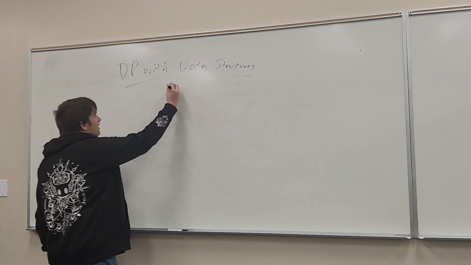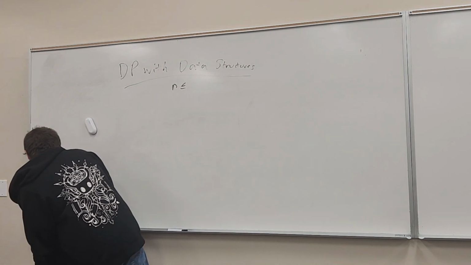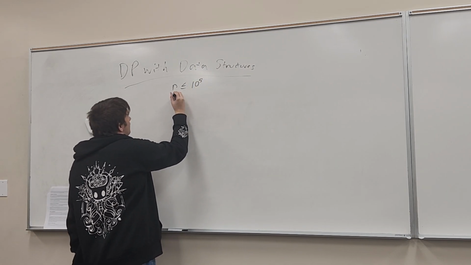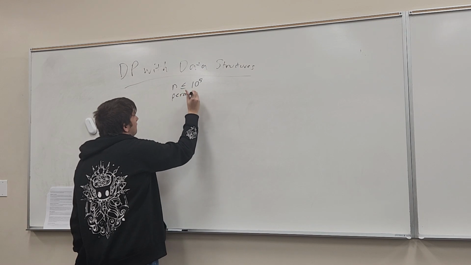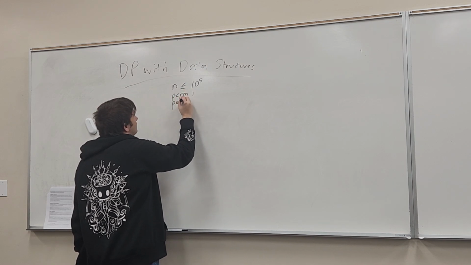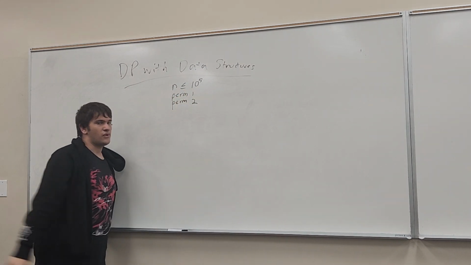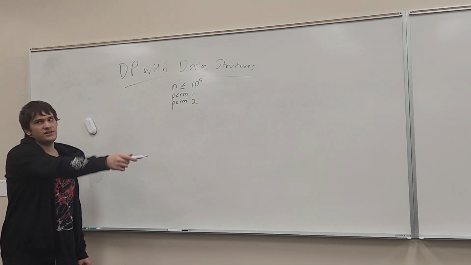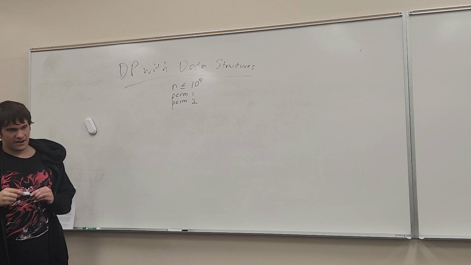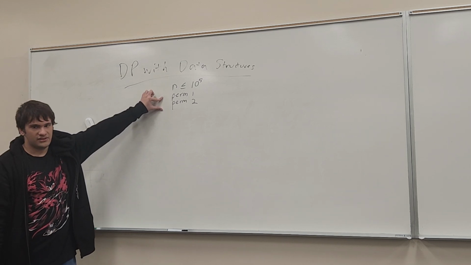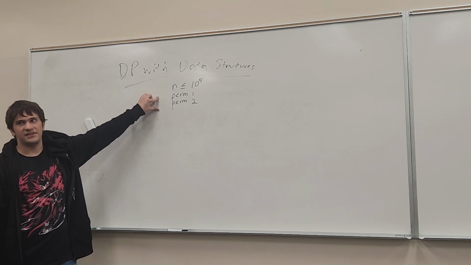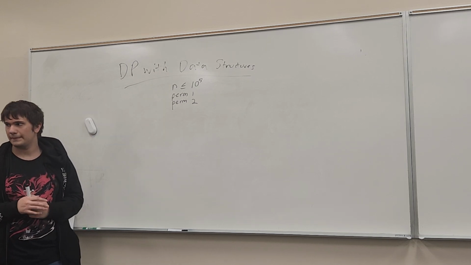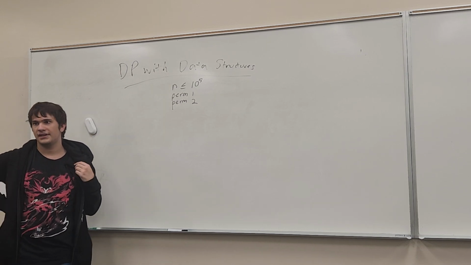So you're given a number n. It's bounded by 10 to the 5th, and then you're given 2 permutations of n numbers. Every number from 1 to n occurs once in each permutation, right? So you want to find between these 2 permutations, what is the longest common subsequence? Any ideas?